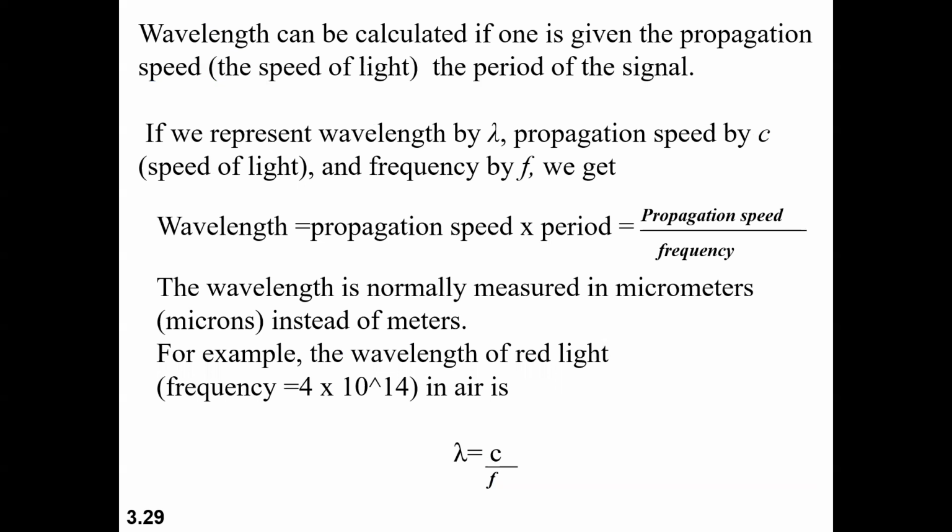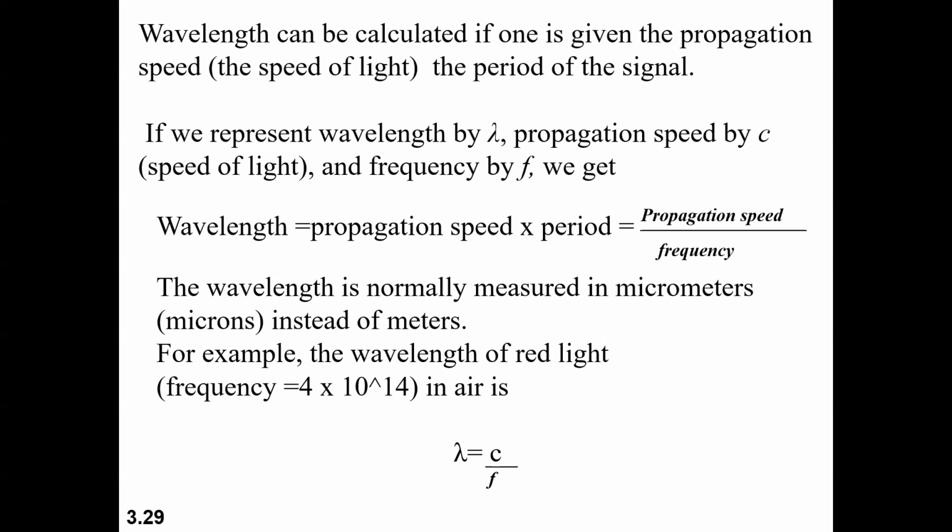So it says if we represent wavelength by the lambda symbol, right? What symbol is it? Lambda symbol. Yeah? So it says if we represent wavelength by lambda, propagation speed by c, which is the speed of light, and frequency by f, we get: in order to calculate the wavelength, the formula is propagation speed times period, which is equal to propagation speed over frequency.